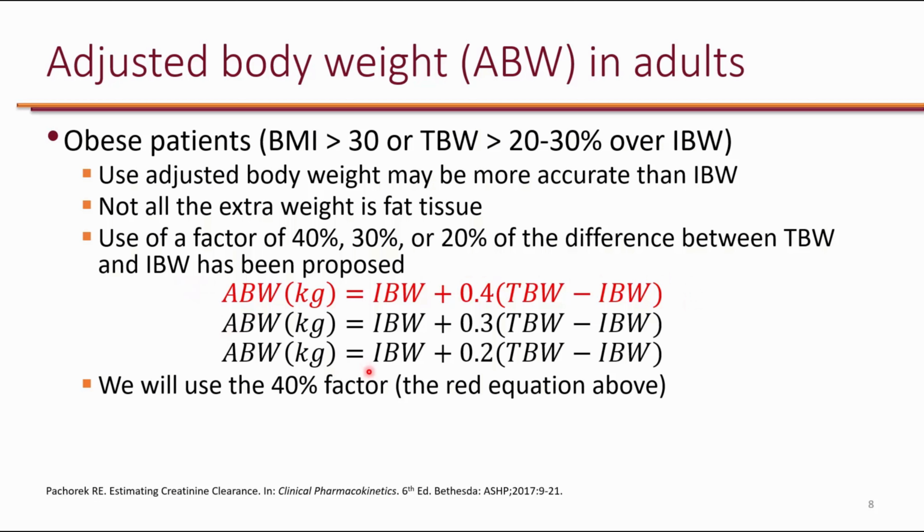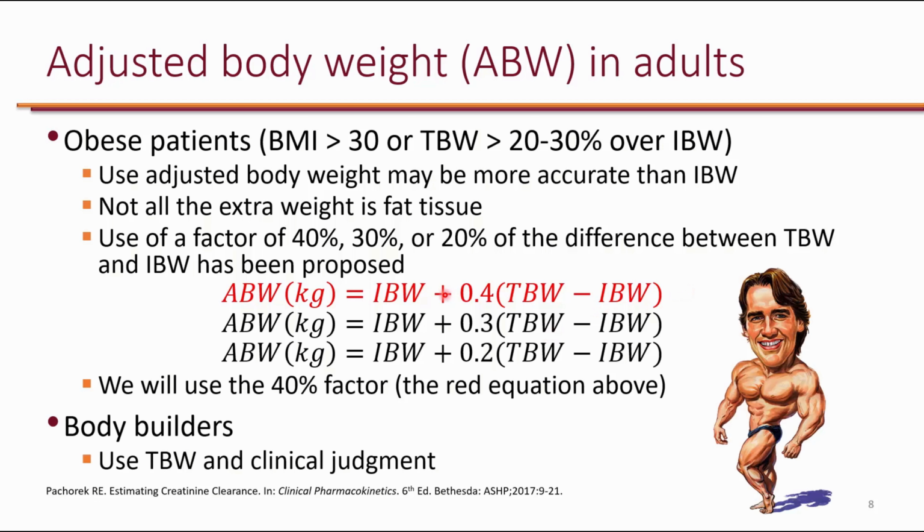So when you are on rotations, you may work with preceptors that may use different equations. Again, there is no universal guideline on what you should do. You should use your judgment. And for this class, we will use this equation. And of course, when it comes to bodybuilders, even though their BMI may look like it's too high, or their total body weight is more than 20 to 30% over, that's typically their muscle. So you may not actually have to calculate adjusted body weight, but always use your clinical judgment.